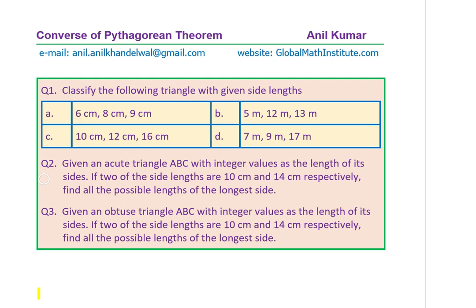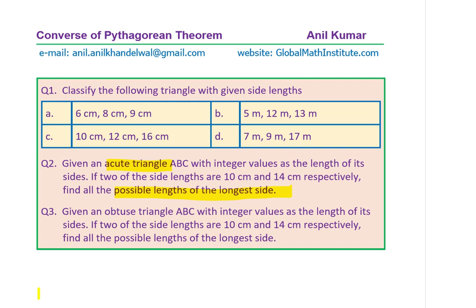Question number two is, given an acute angle triangle ABC with integer values as the length of the sides, if the two side lengths are 10 centimeters and 14 centimeters respectively, find all possible lengths of the longest side. Right? So we are given an acute angle triangle and we need to find all possible lengths of the third side when two sides are given to us.